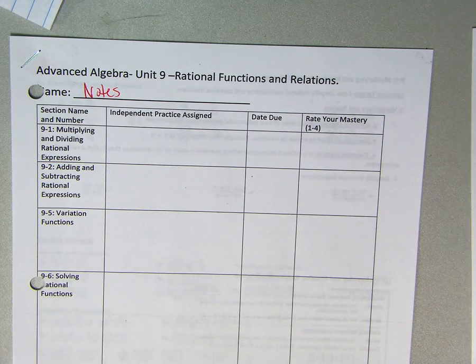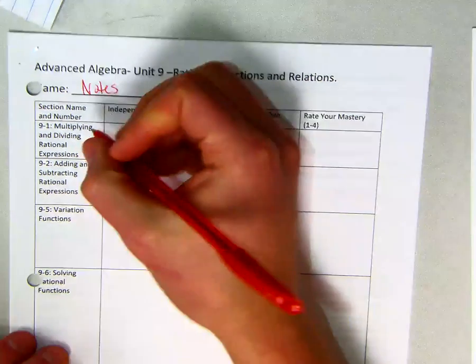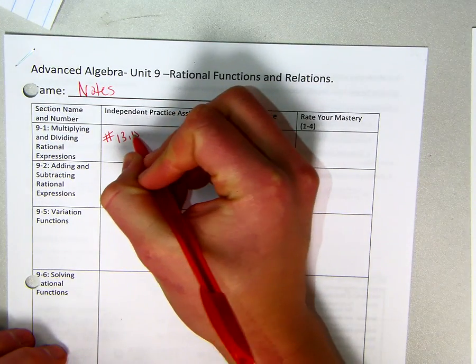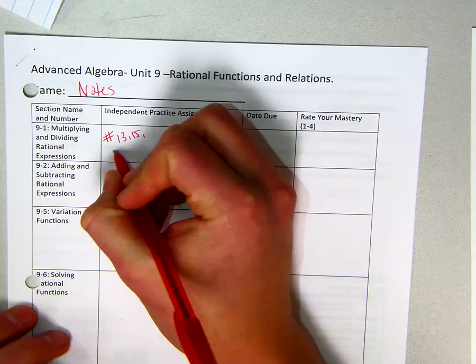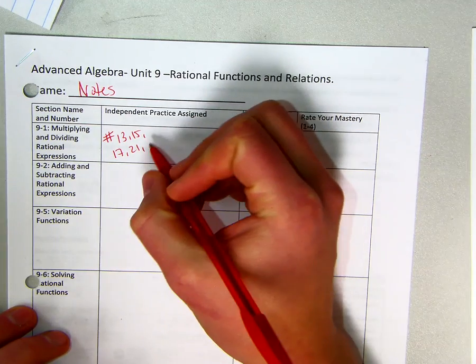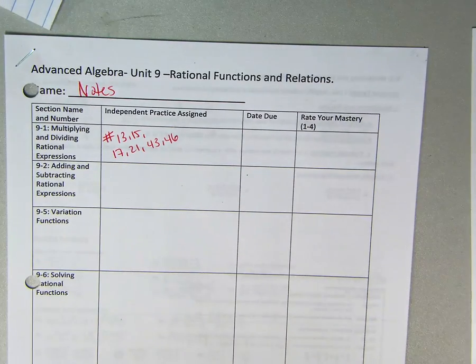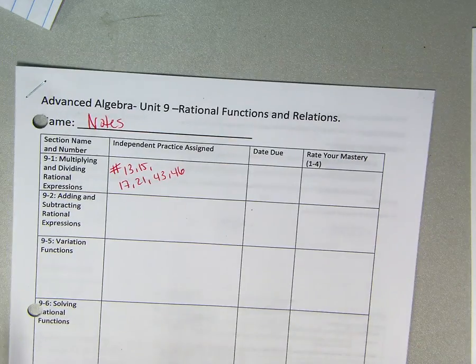Alright, so we're starting a new unit, number 9, rational functions and relations. The first section is multiplying and dividing rational expressions. And the homework is going to be numbers 13, 15, 17, 21, 43, and 46. So those are the 6 problems I want you to work on. They go over the concepts of this.